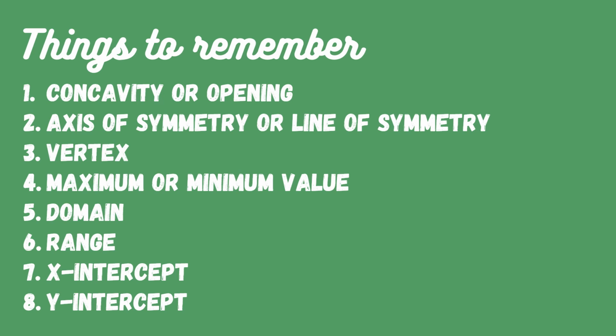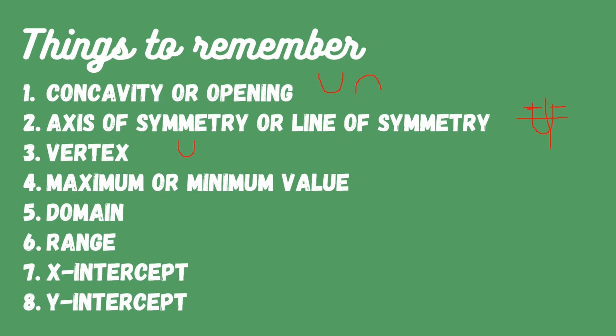So now, these are the things that you need to remember. The concavity or the opening of the graph, the axis of symmetry or line of symmetry, vertex, maximum or minimum value, domain, range, x-intercept, and the y-intercept. So ang concavity, ito po yung bukas ng parabola. So if it is opening upward or opening downward. Axis of symmetry, ito po yung naghahati ng graph sa gitna. Kaya siya tinawag na axis of symmetry is magkamuka yung nasa left at yung nasa right side.